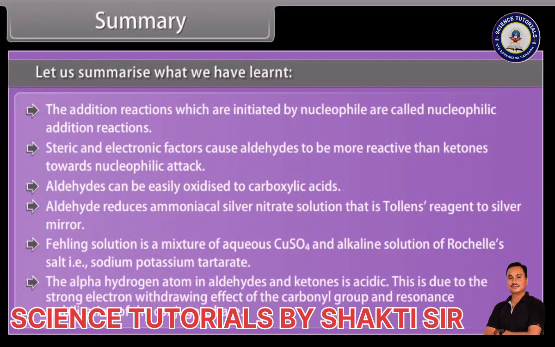The alpha hydrogen atom in aldehydes and ketones is acidic. This is due to the strong electron withdrawing effect of the carbonyl group and resonance stabilization of the conjugate base.